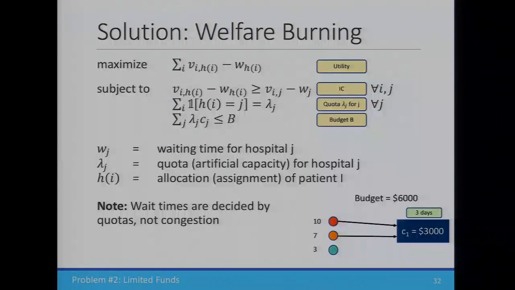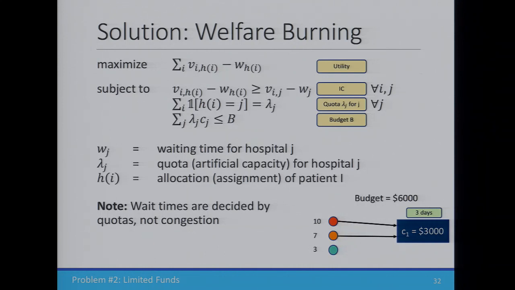Yeah. So just wondering, who chooses this wait time? So this is the mechanism designer, which in this case is like the payer who has some regulation power over the hospitals. Can the government choose the wait time? In this model, yes. Is it realistic? We'll talk about that in less than a minute.